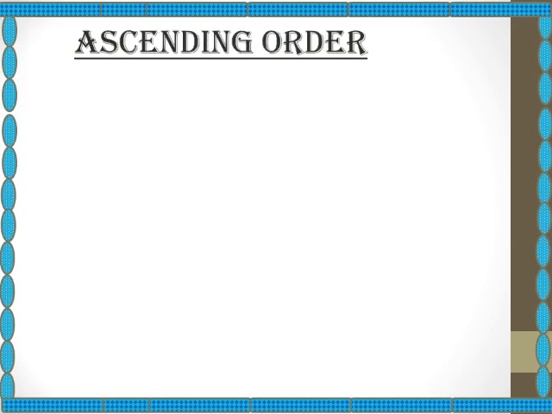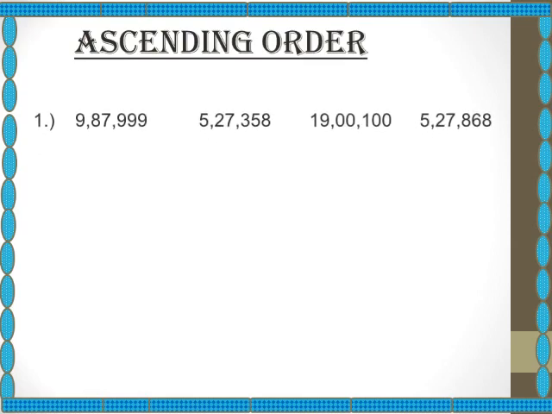Now we will see how to arrange numbers in ascending order. Look at the first sum here: 9,87,999, 5,27,358, 19,01,100, 5,27,868. To arrange in ascending order, we should arrange the numbers from small to big. So first we will check the number of digits. The first number has 6 digits, the second has 6 digits, the third has 7 digits, the fourth has 6 digits. We will keep the 7 digit number aside and compare the other three 6 digit numbers.